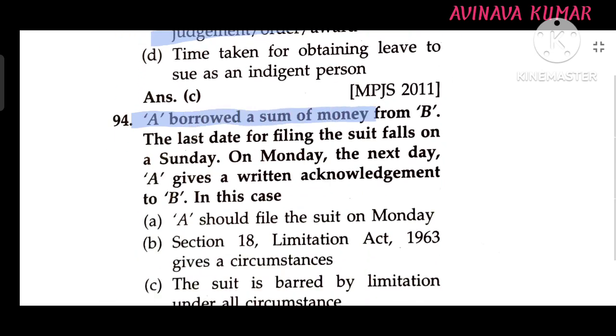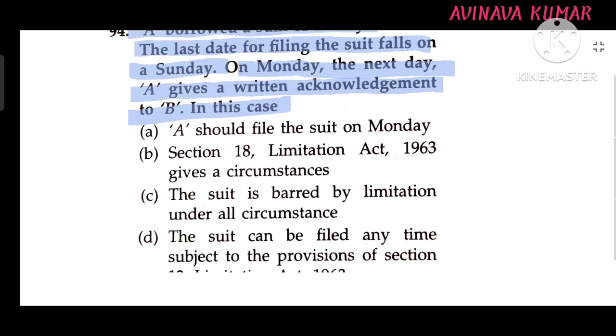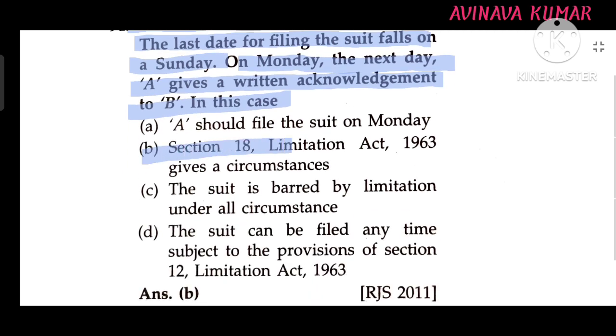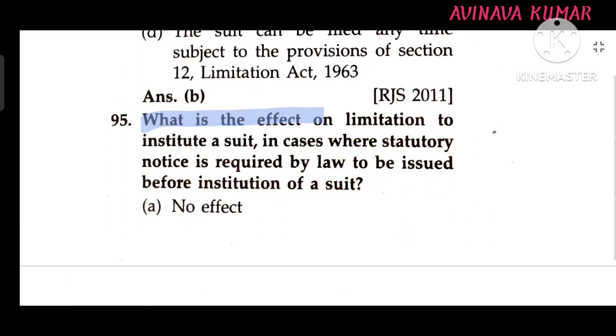A borrows a sum of money from B. The last date for filing the suit falls on Sunday. On Monday, the next day, A gives a written acknowledgement to B. In this case, Section 18 of the Limitation Act 1963 gives us the circumstances. What is the effect on limitation to institute a suit?